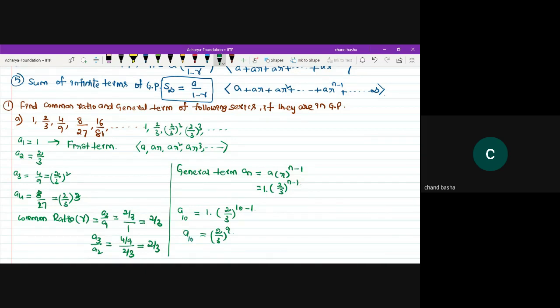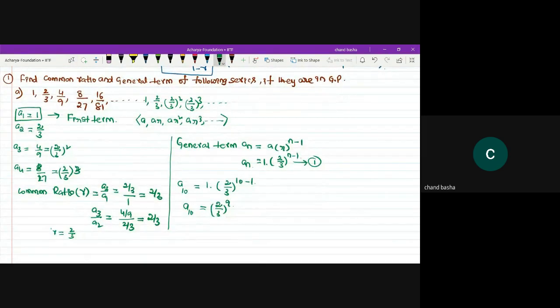So anything he's asking, you can put n value as the requirement in the formula. Hope you can understand this question. It is asking the first term and then the common ratio, that is the R value. R is equal to what we are getting here, 2 divided by 3. Next, general term, AN formula, and then the 10th term of the given sequence of numbers.